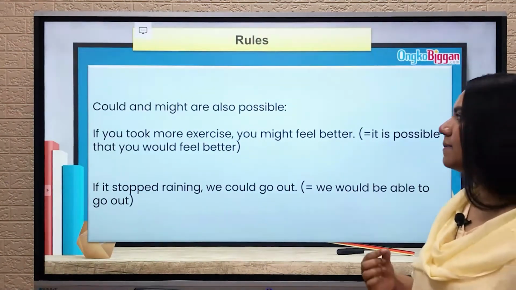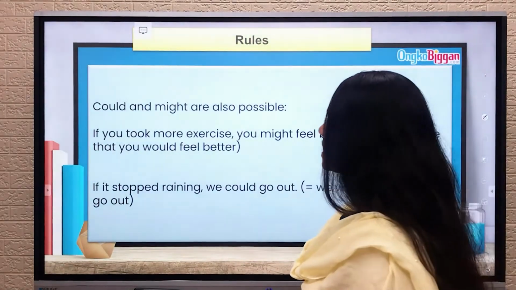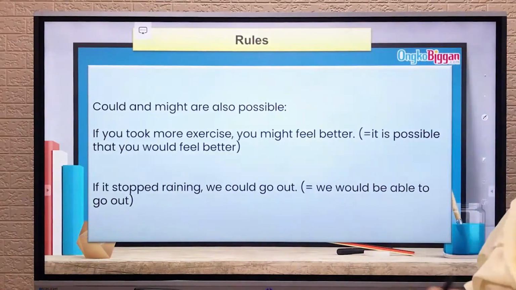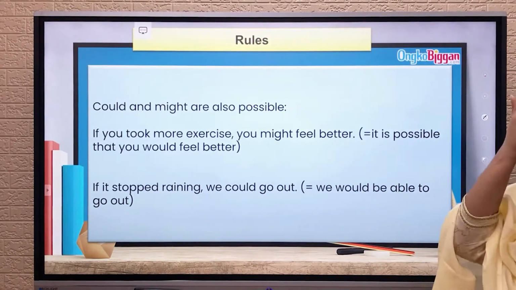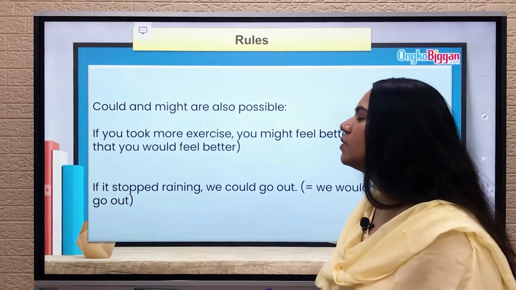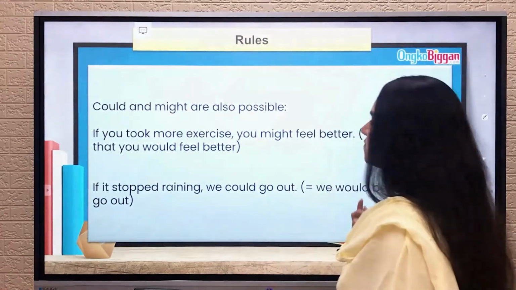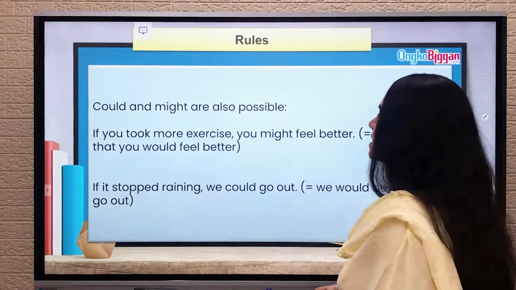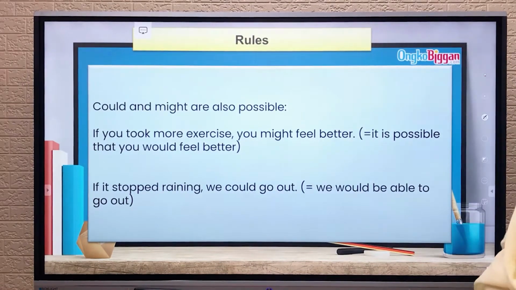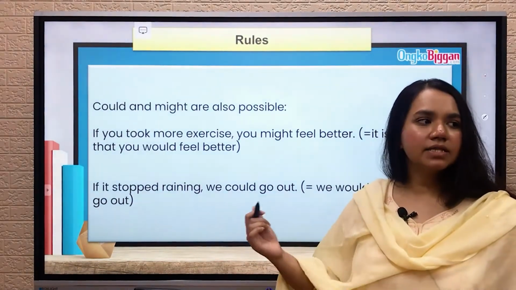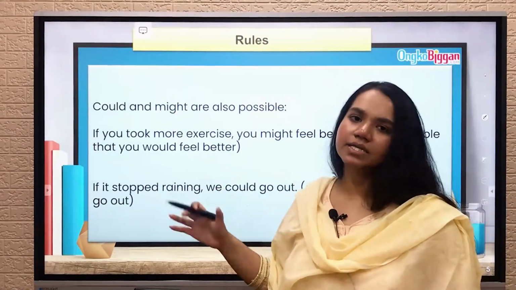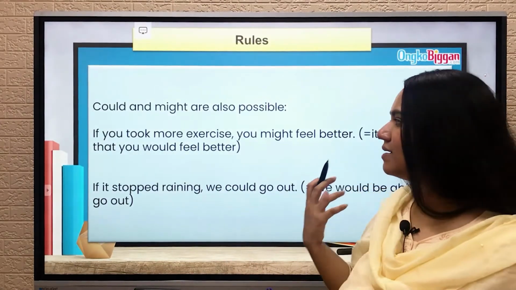Then could and might, they are also possible. Like, if you took more exercise, you might feel better. So it is possible that you would feel better if you took more exercise, right? So you're trying to say that if you took more exercise, you might feel better. And in that same sentence, you can say, if you took more exercise, you would feel better. So we see that in these particular sentences, you can actually put could and might as well. Either of these is totally fine.